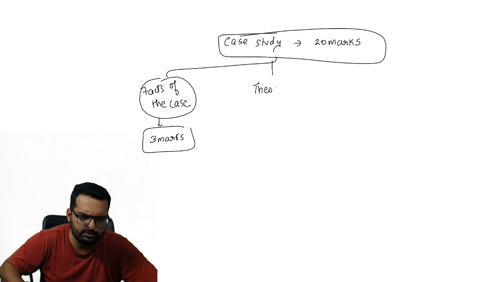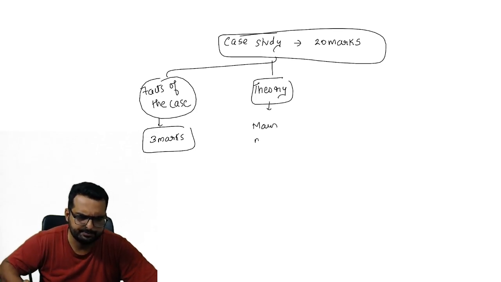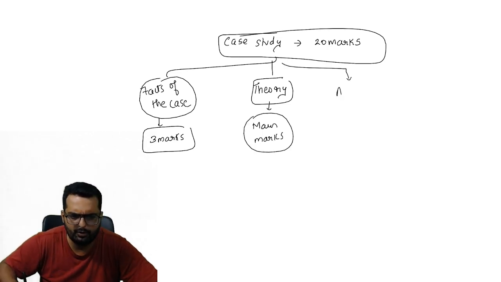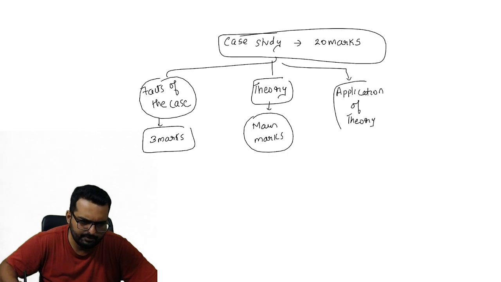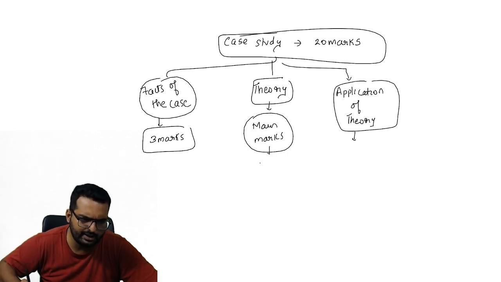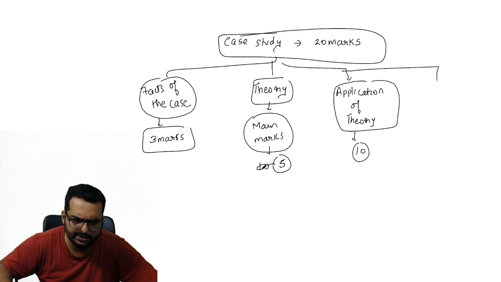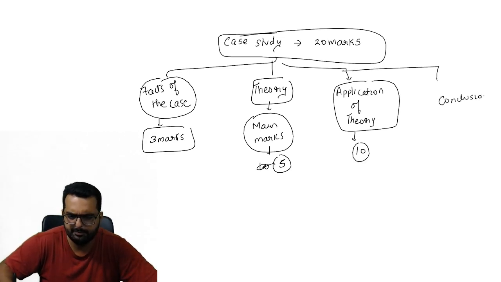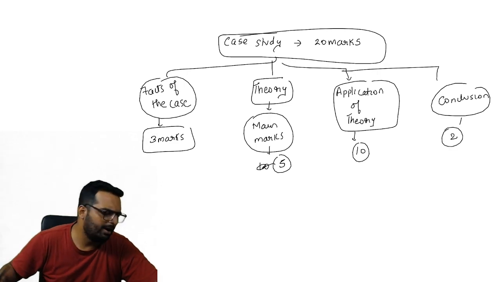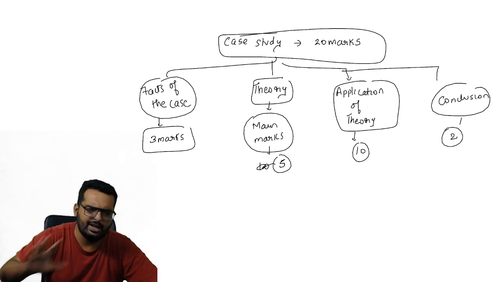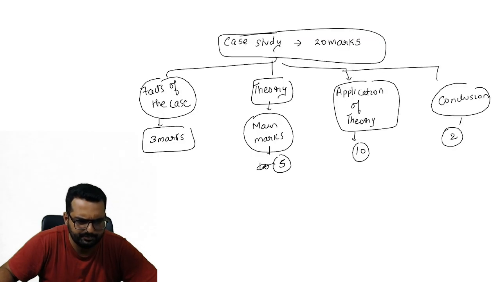After that, you're supposed to write down the theory. This is where your main marks will come. After theory, you have to go for application of theory. This will again carry marks. Suppose if the theory is carrying around 10 marks or 5 marks, the application will carry 10 marks. And then finally, you will have conclusion, which will be carrying around 2 marks. So Deepa, I'll give you a very simple scenario. Okay, let's take a question paper and check.